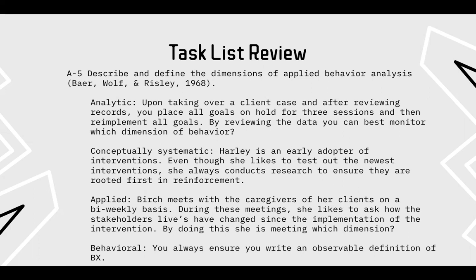Last, maybe the easiest one is behavioral. Behavioral just means that everything that we work on is observable and measurable. It all meets the dead man's test, and we are only working on behaviors that I can actually see and actually measure. Doesn't mean that I don't account for radical behaviorism. It just means that I'm targeting things that I can see, measure, put the data to the paper. So you always ensure you write an observable definition of behavior.